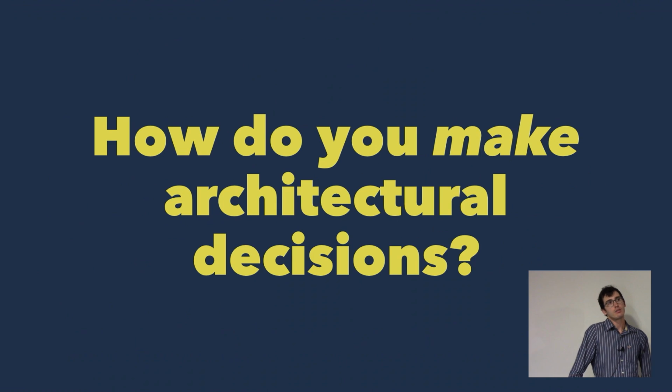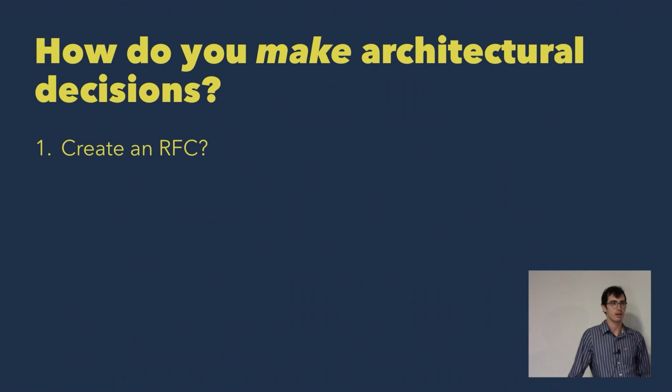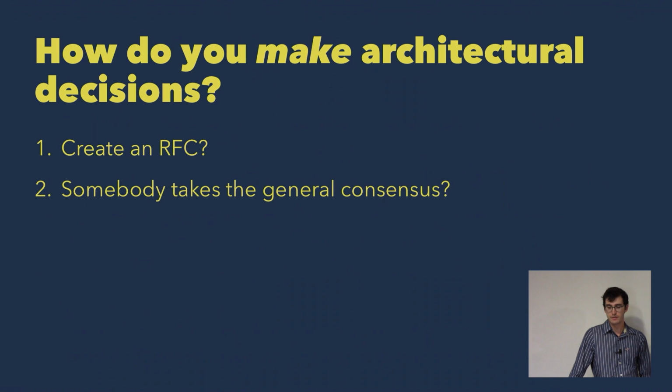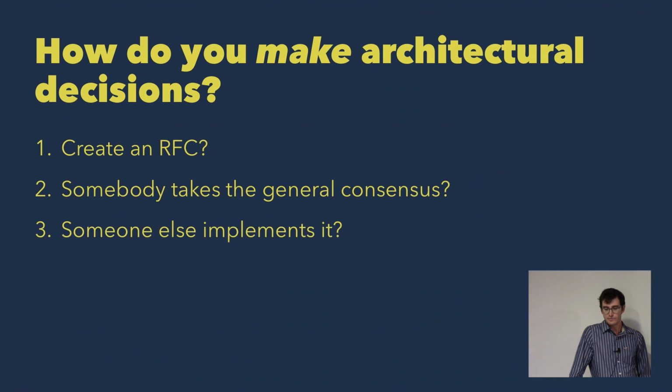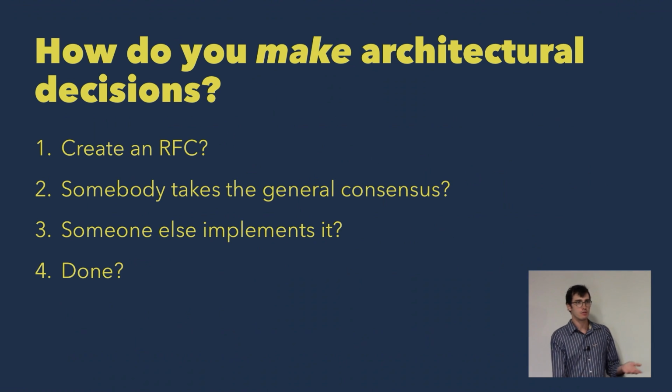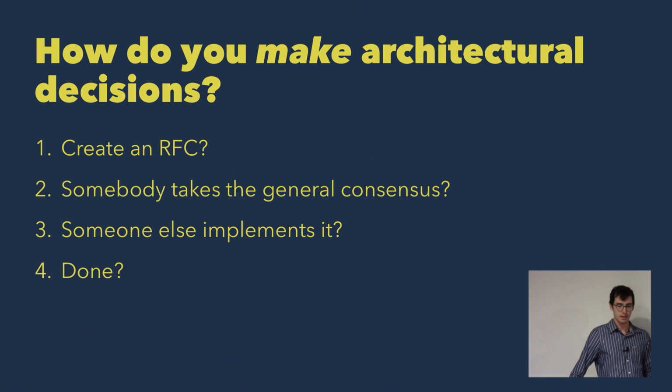So let's talk about how we as developers actually make architectural decisions. Maybe, if we're lucky, we make an RFC, which is great. It's the first step. And then someone looks at the result of the RFC, all the comments and all the proposals, and takes a general consensus about what has happened. And then maybe somebody else entirely interprets that consensus, and then they implement it. And then we're done. We did what we said we wanted to do in the RFC. It's shipped. It's out in production.